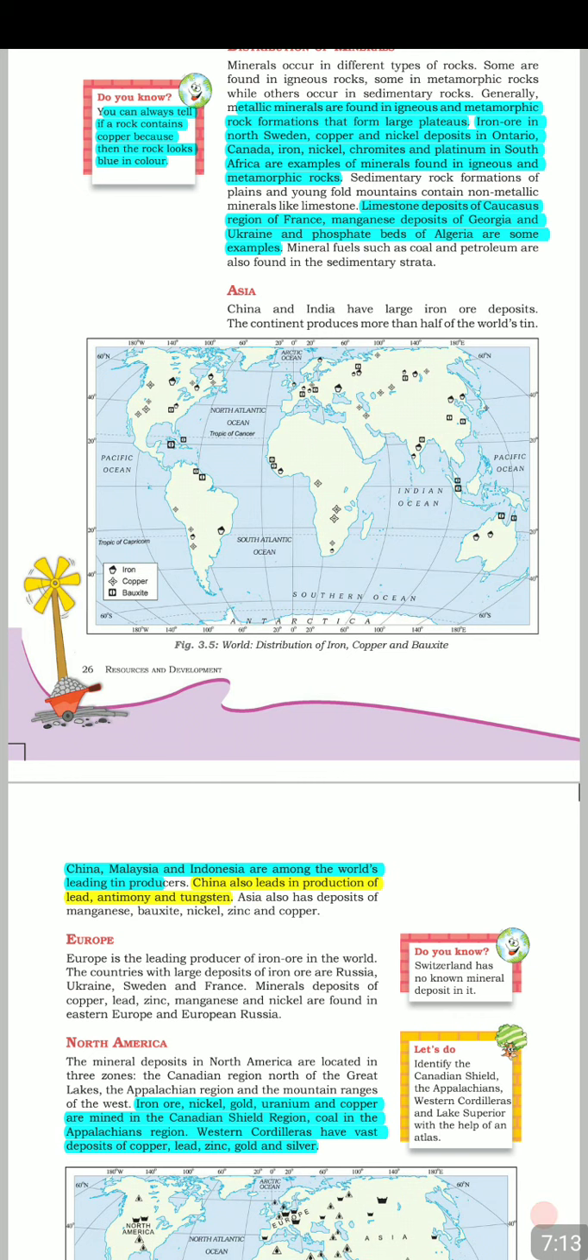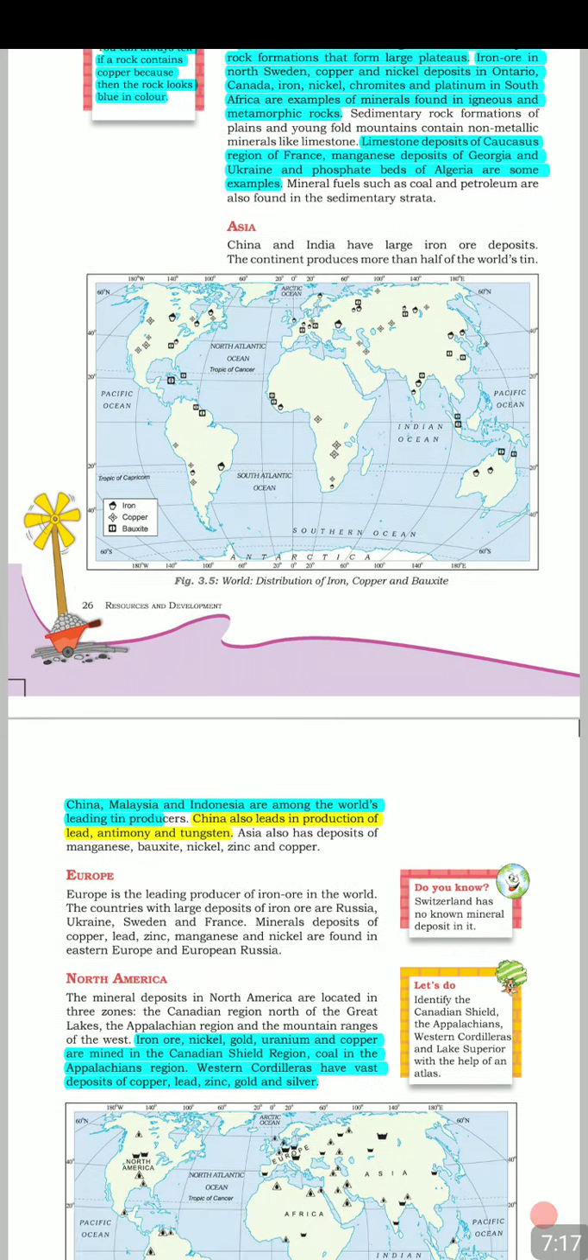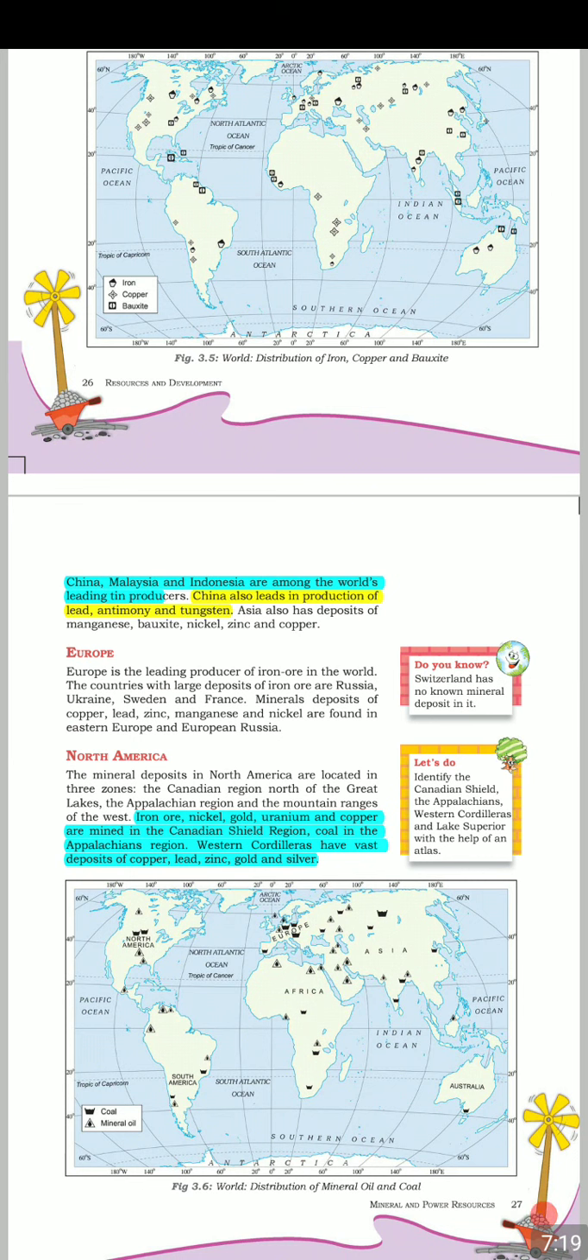If we talk about Asia, the continent produces more than half the world's tin. China, Malaysia, and Indonesia are really great tin producers. China also leads in rare earth elements, lead, antimony, tungsten, molybdenum, etc.